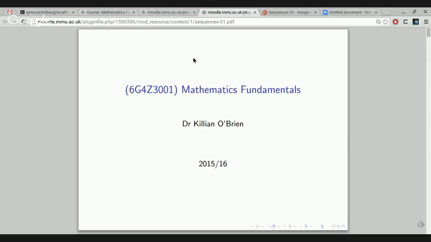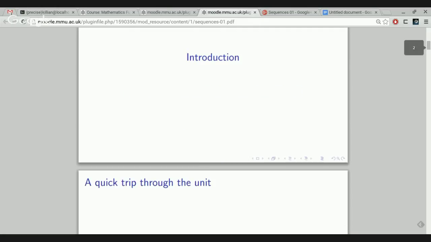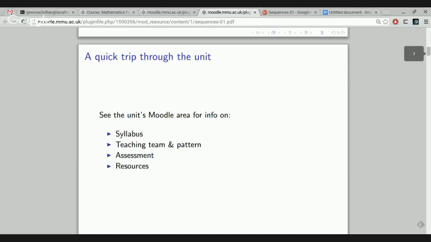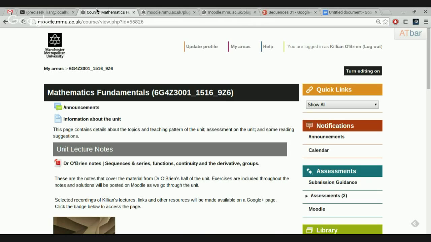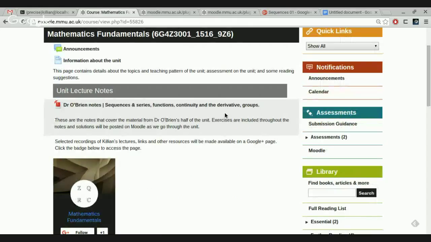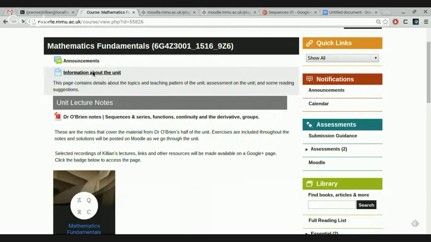So before we get started with any mathematics, we'll just do a very quick trip through the unit. So we'll switch to Moodle. I'll just show you some basic things in Moodle and just give you a quick introduction to how the unit is going to run. Okay. So we go to Moodle. This is the Moodle area for the unit. And there's information about the unit link up here.